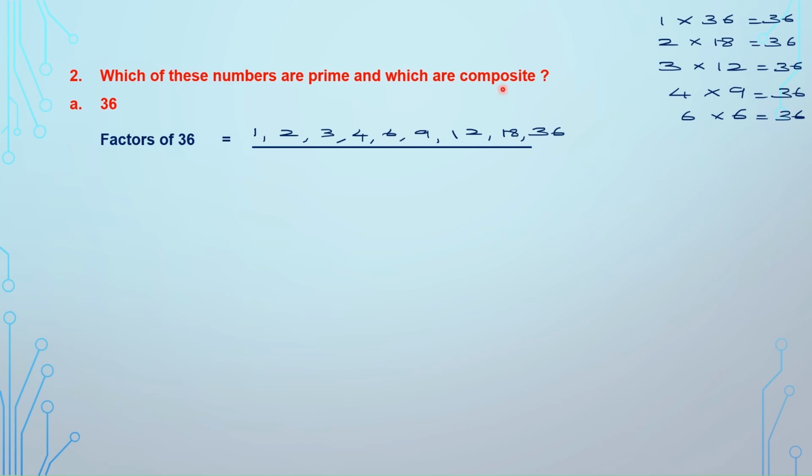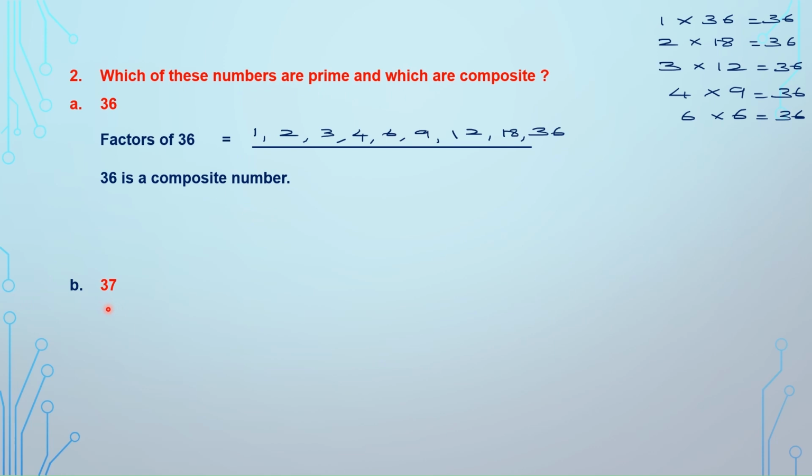Now what are composite numbers? If they have more than two factors, they are composite numbers. Prime numbers will have only two factors. 36 has so many factors. So 36 is a composite number. So there are two ways of finding. Just by looking at the number, when you know it's an even number, remember it will be a composite number. Otherwise, you can find all the factors and see that if a number has more than two factors, it is not a prime number, it is a composite number.